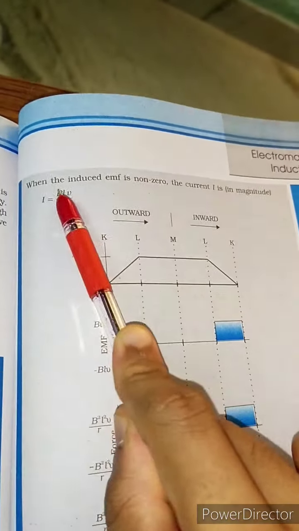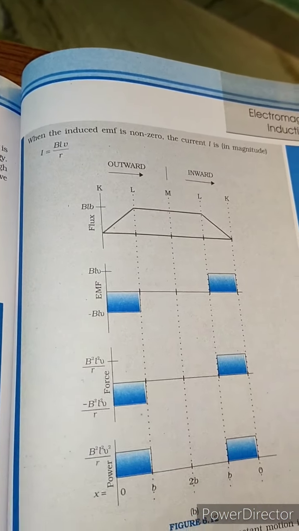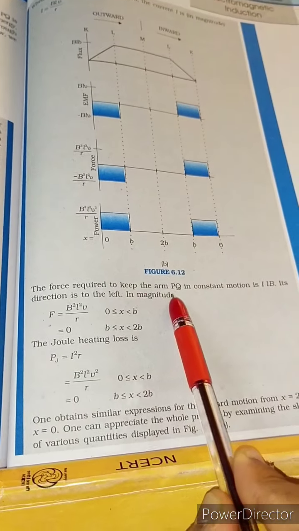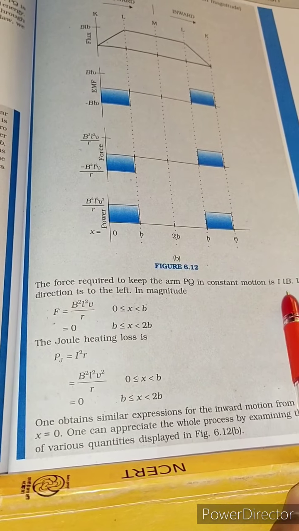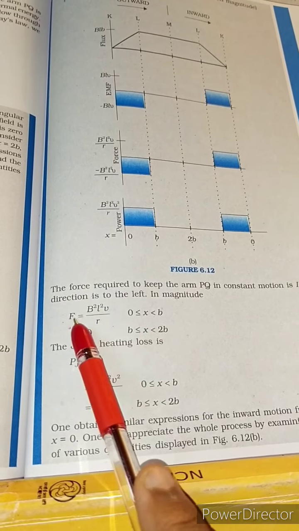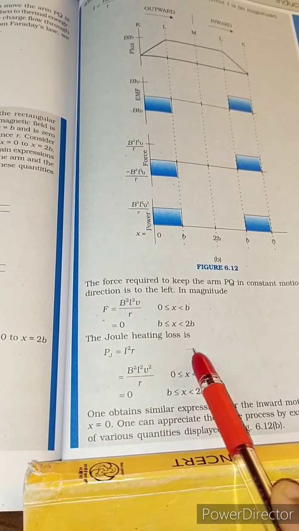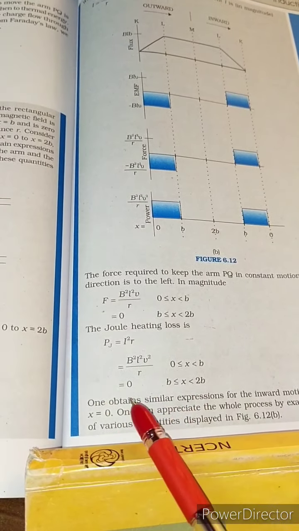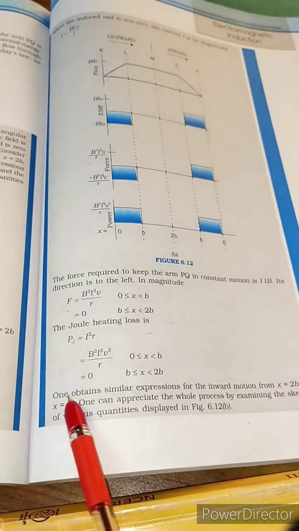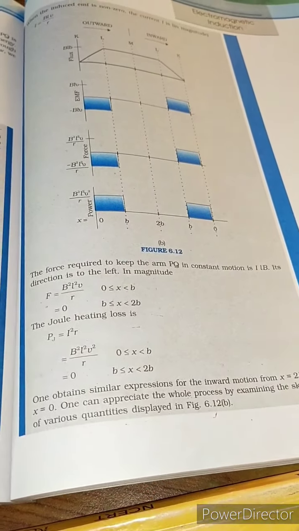Now what happens is that when the EMF is non-zero, the current I of magnitude I equals BLV divided by R, and this is the graph, outwards and inwards. And the force required to keep the arm PQ in constant motion is I L B, and its direction is to the left, and its magnitude F equals B square L square V divided by R, under the same condition, and equal to 0 otherwise. And apply Joule's law of heating formula and get the answers. It's just simple. Once you obtain similar conditions for the inward motion from x equals b to x equals 0, one can appreciate the whole process by examining the sketch of various quantities displayed in that figure.